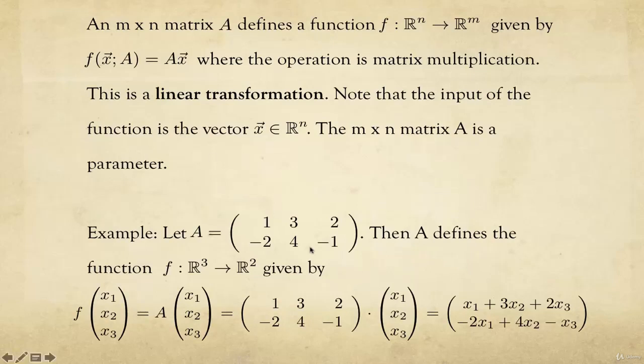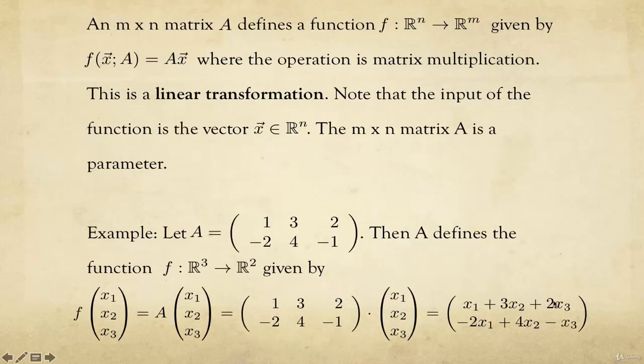So for example, if A is a 2x3 matrix like this, then that means it defines a function going from R3 to R2. So given a vector in R3, the definition of this function is we multiply it by matrix A. So here's A, and here's the input x1, x2, x3, which is a vector in R3. When we matrix multiply, as a quick review, x1 times 1 plus x2 times 3 plus x3 times 2.